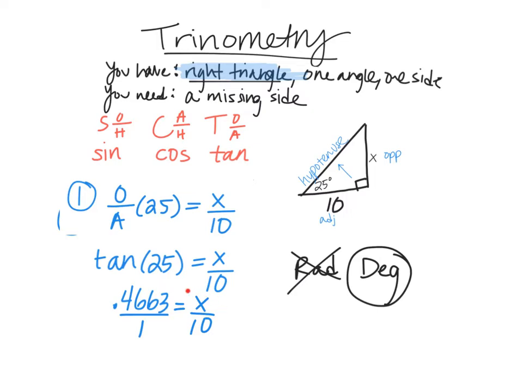Guys, look, it's a proportion. We just got done with talking about similarity. These two ratios are ratios of similar triangles. This is one that we already know. Anytime you have opposite over adjacent of a triangle that's got 25 degrees, it's going to be equal to this. So here's the one we're trying to solve. Cross multiply, and you get 4.663.